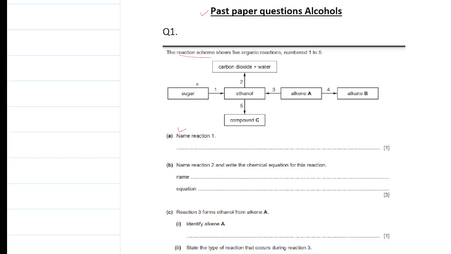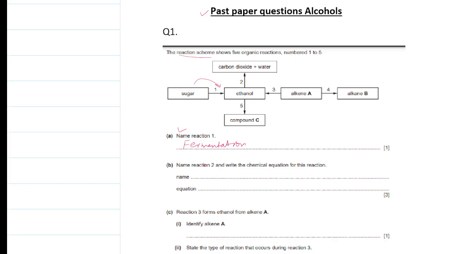So reaction number one is the conversion of sugar into ethanol. Okay, so the conversion of sugar into ethanol is actually the process of fermentation, right? In which the alcohol is prepared. There are two processes for the preparation of alcohols, that is ethanol. The first process is by fermentation, that is the biological process, and the second process is by the reaction of ethene with steam water. That is the hydration of ethene. By the hydration of ethene, the alcohols are formed.